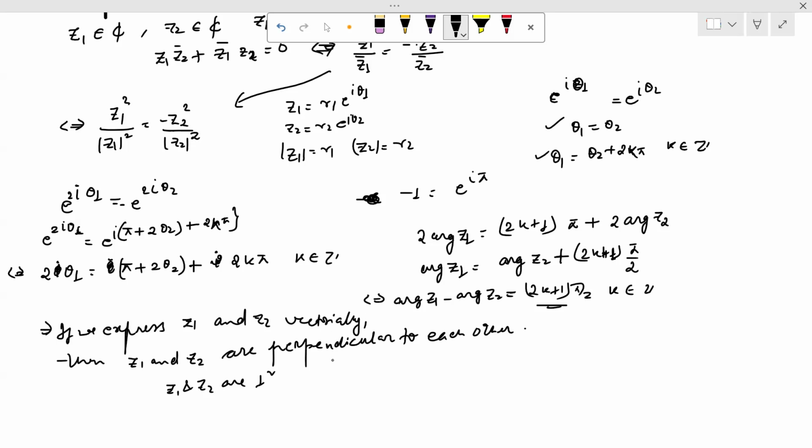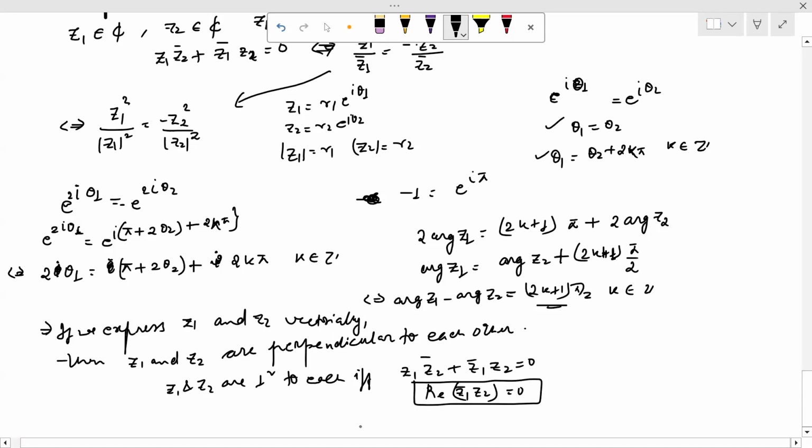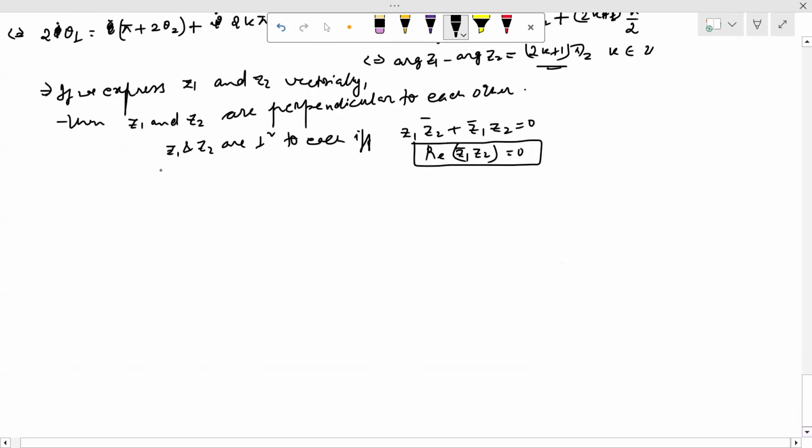So it implies z1 and z2 are perpendicular to each other if and only if z1 z2 bar plus z1 bar z2 is equal to 0, or I can say that real part of z1 bar z2 is equal to 0. So if real part of z1 bar into z2 is equal to 0, then it implies that z1 and z2 are perpendicular to each other. In fact, you should remember that if real part of z1 bar z2 is 0, then it will be purely imaginary. So z1 bar into z2 can be written as e to the power iota, let's say t, or something.